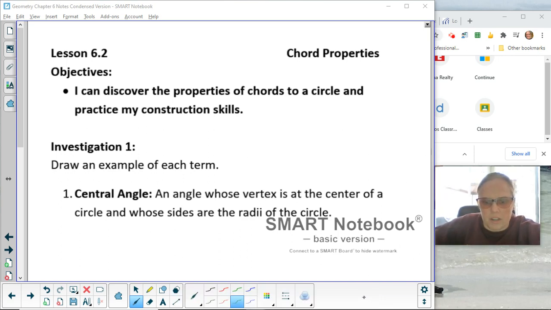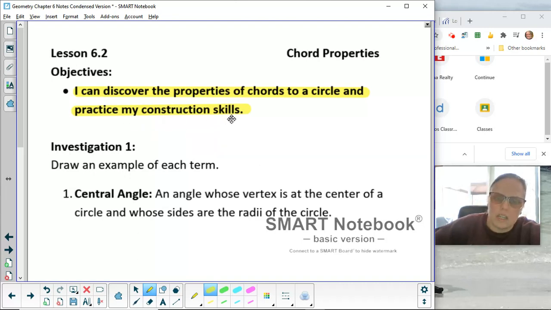We are going to be covering section 6.2 in geometry, and this is talking about chord properties. Our objectives today: I can discover the properties of chords to a circle and practice my construction skills. Now, we are not going to be doing construction skills per se. This is a section that we skipped due to limited time, and so with this lesson, we are not going to be doing any constructing of chords, but we will talk about the properties of the constructions.